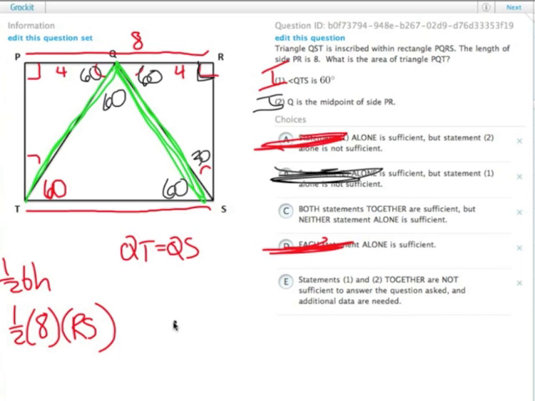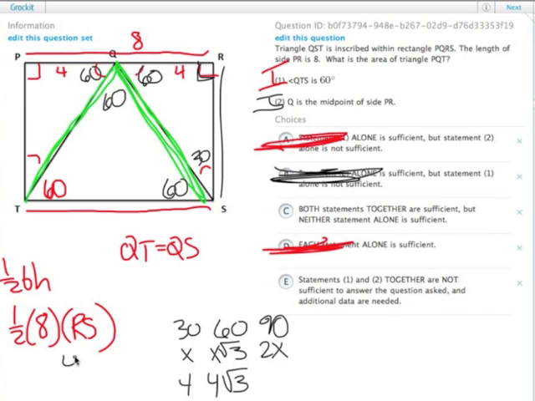We now have a 30, 60, 90 triangle, and the sides have the ratios of x, x times the square root of 3, and 2x. Our side length opposite the 30-degree angle is 4. Therefore, our side opposite the 90-degree angle, well, actually, really what we need is RS, which is the side opposite the 60-degree angle. So that side is 4 times the square root of 3. RS is 4 times the square root of 3.